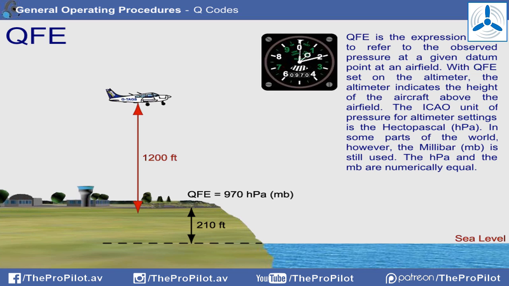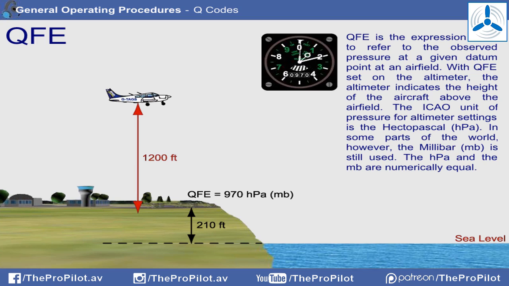QFE is the expression used to refer to the observed pressure, corrected for temperature, at a given datum point at an airfield, usually either at the point of highest elevation of the airfield or at the runway threshold. With QFE set on the altimeter, it indicates the height of the aircraft above the airfield. More accurately expressed, above the datum point. The ICAO unit of pressure for altimeter settings is the hectopascal.